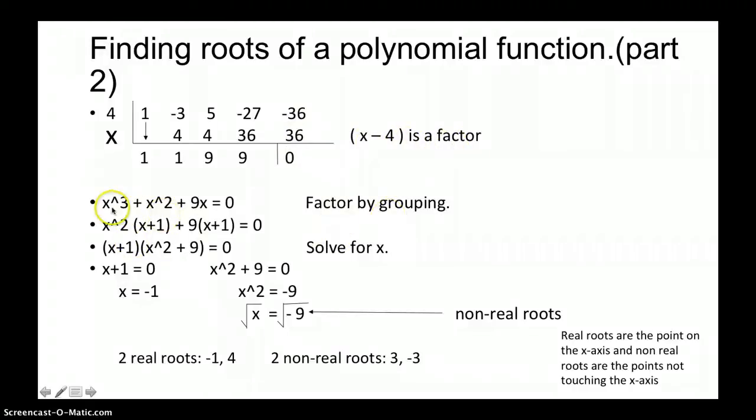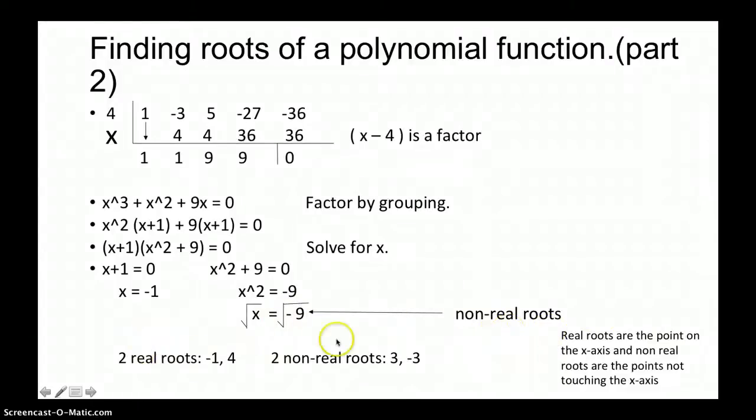Factoring by grouping, x to the power of 3 plus x to the power of 2 plus 9x plus 9 equals 0. You'll get x to the power of 2 bracket x plus 1 plus 9 bracket x plus 1 equals 0. So you can put that together, which will give you bracket x plus 1 bracket x to the power of 2 plus 9 equals 0. Then you solve for x plus 1 equals 0, x equals negative 1. So x to the power of 2 plus 9 equals 0, x to the power of 2 equals minus 9, x equals the square root of negative 9. So these are the non-real roots.